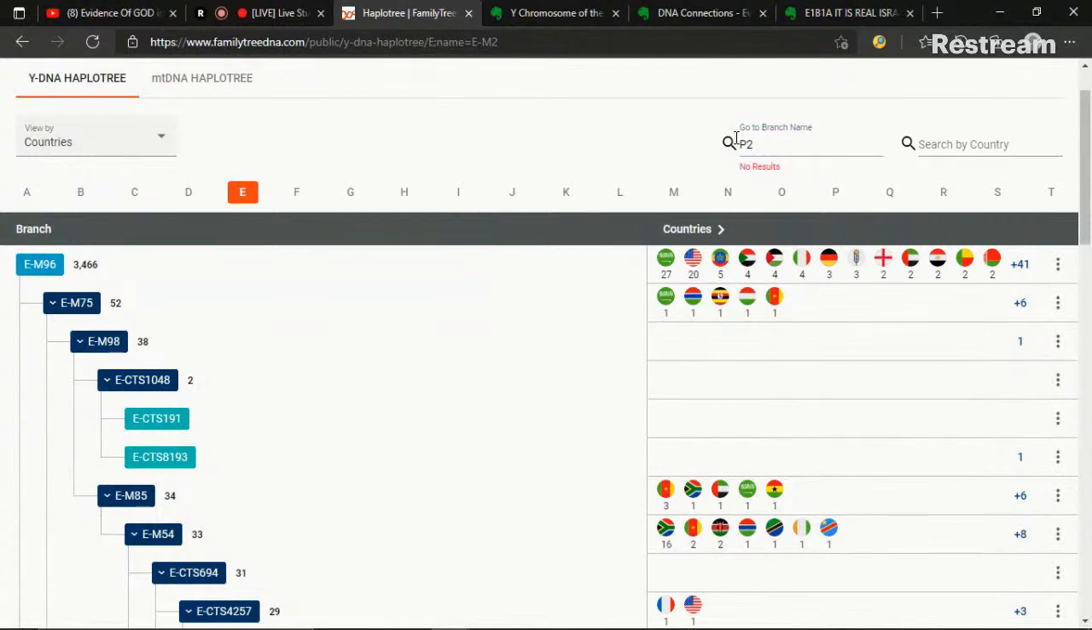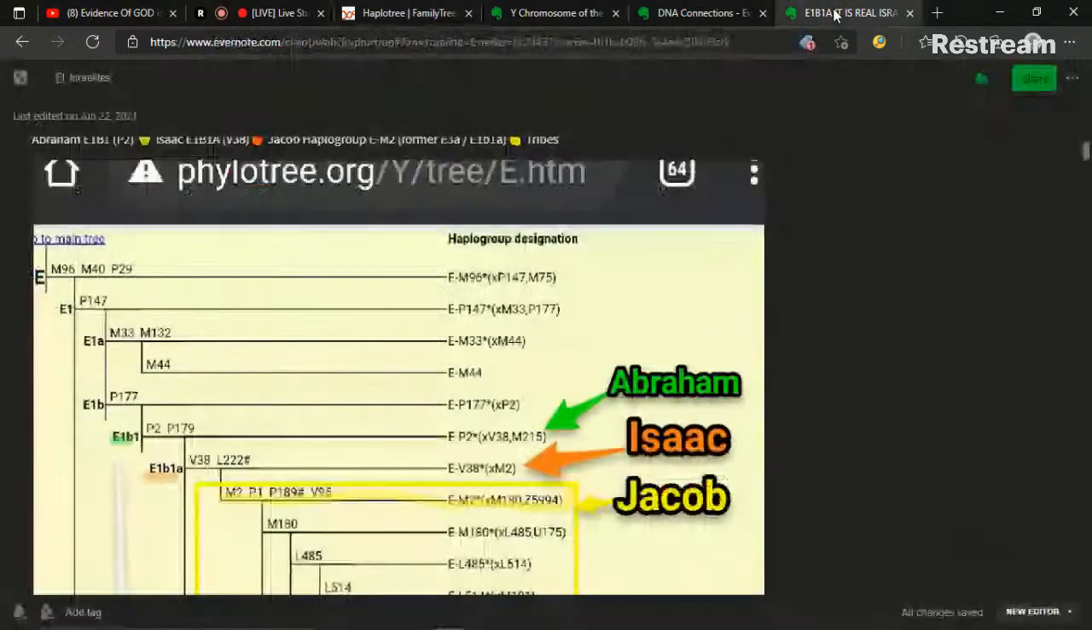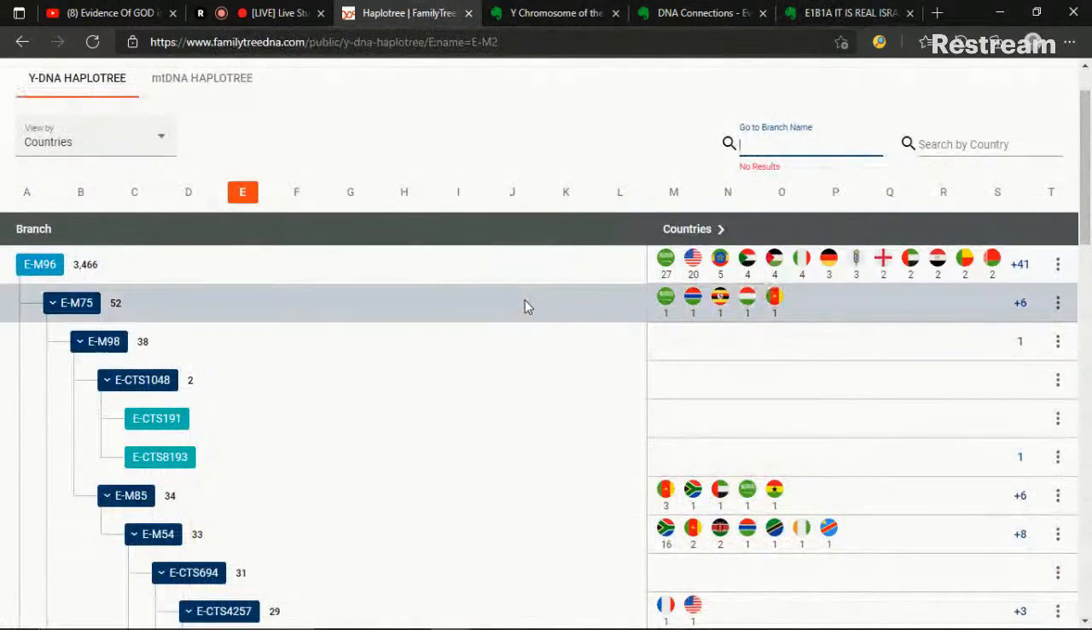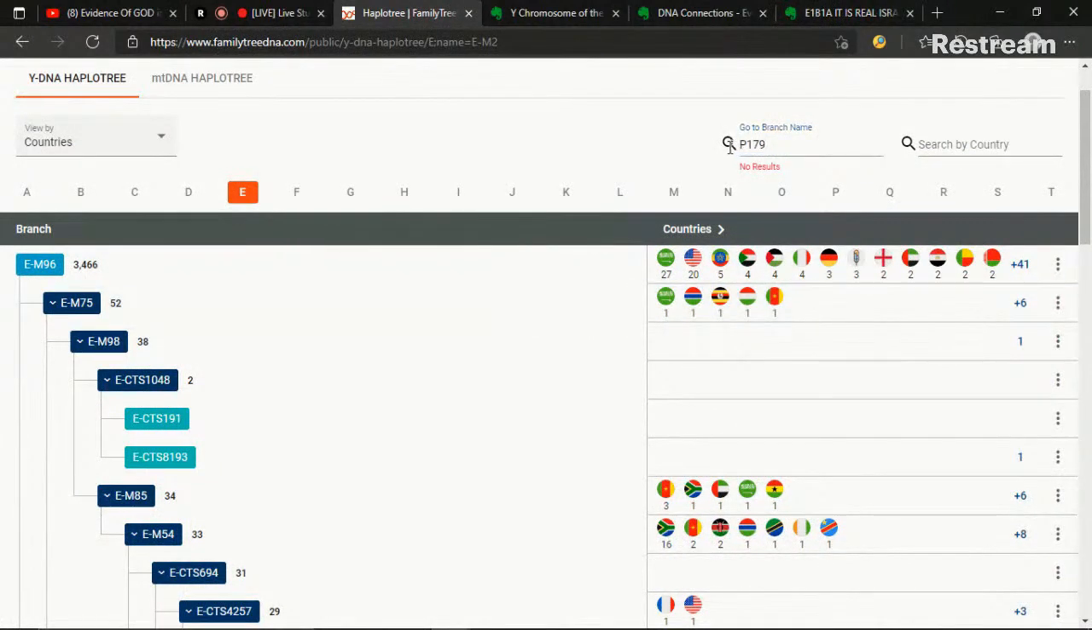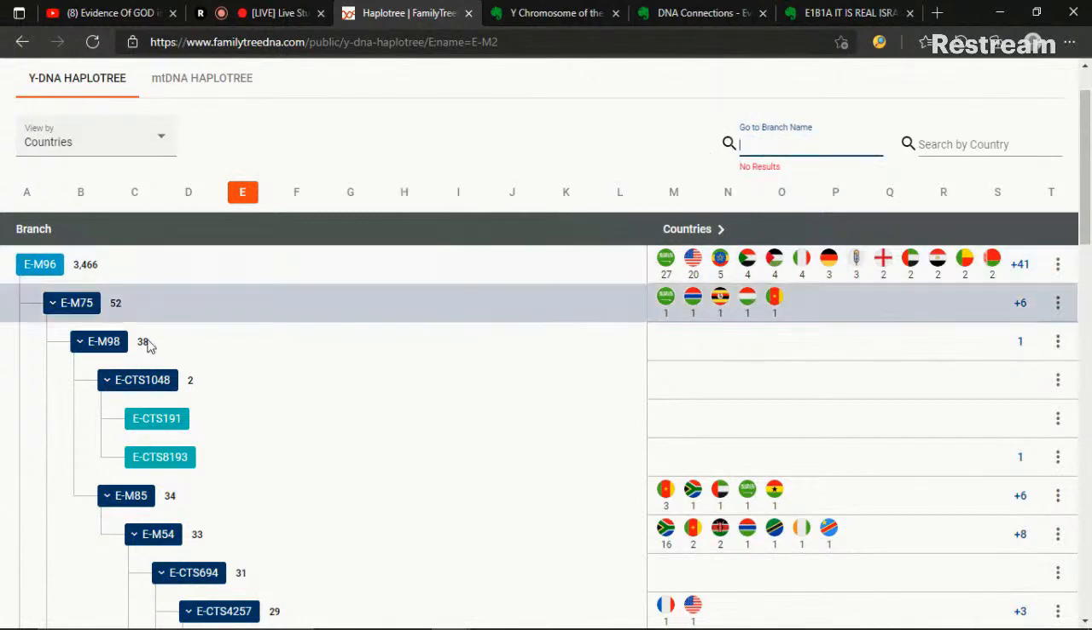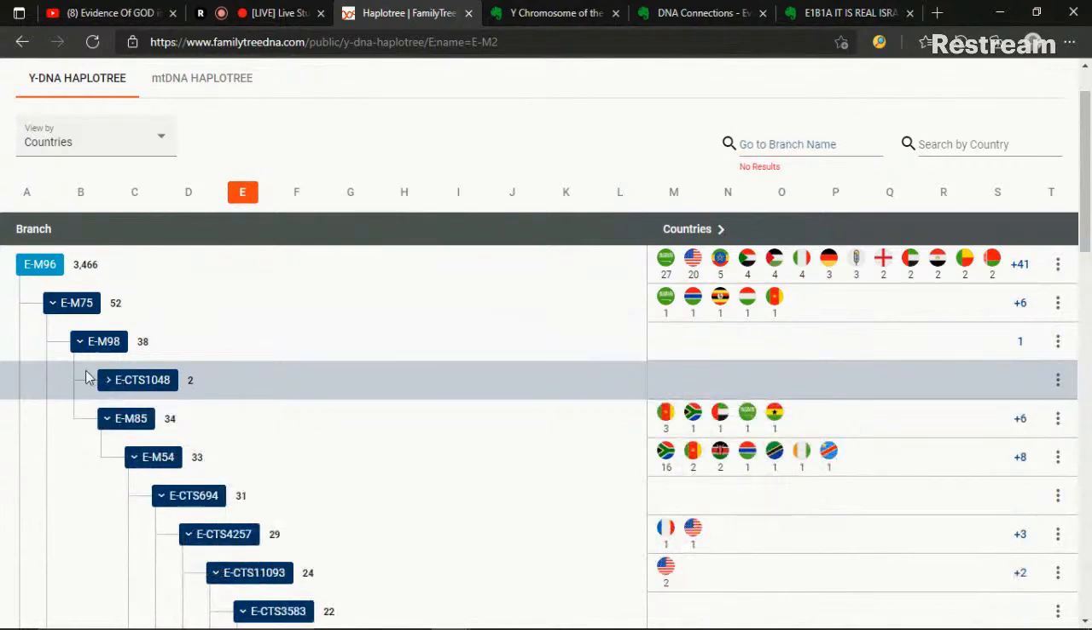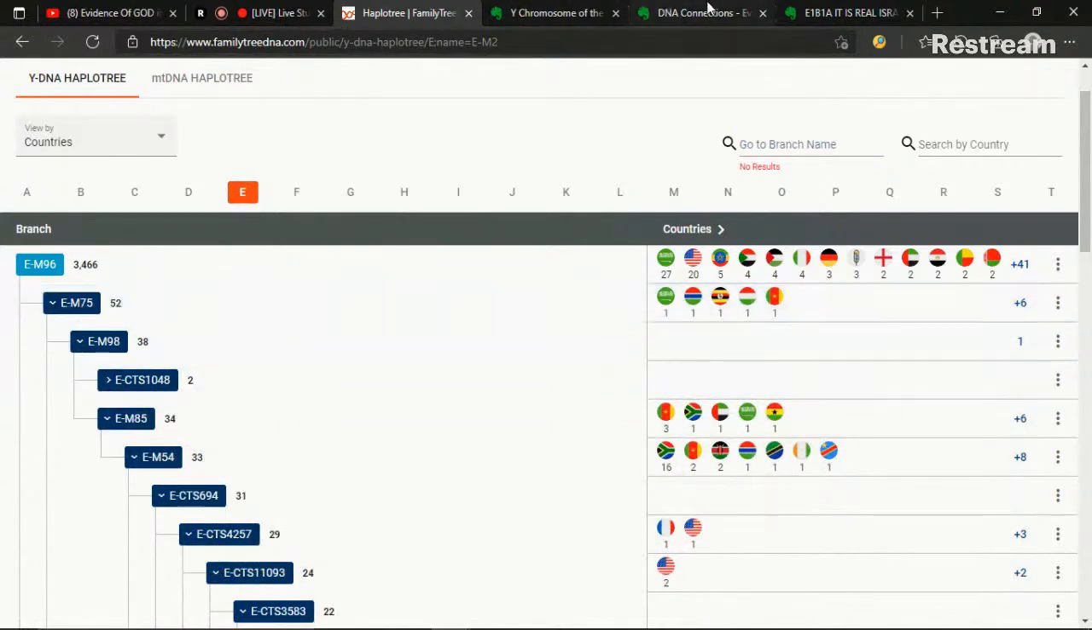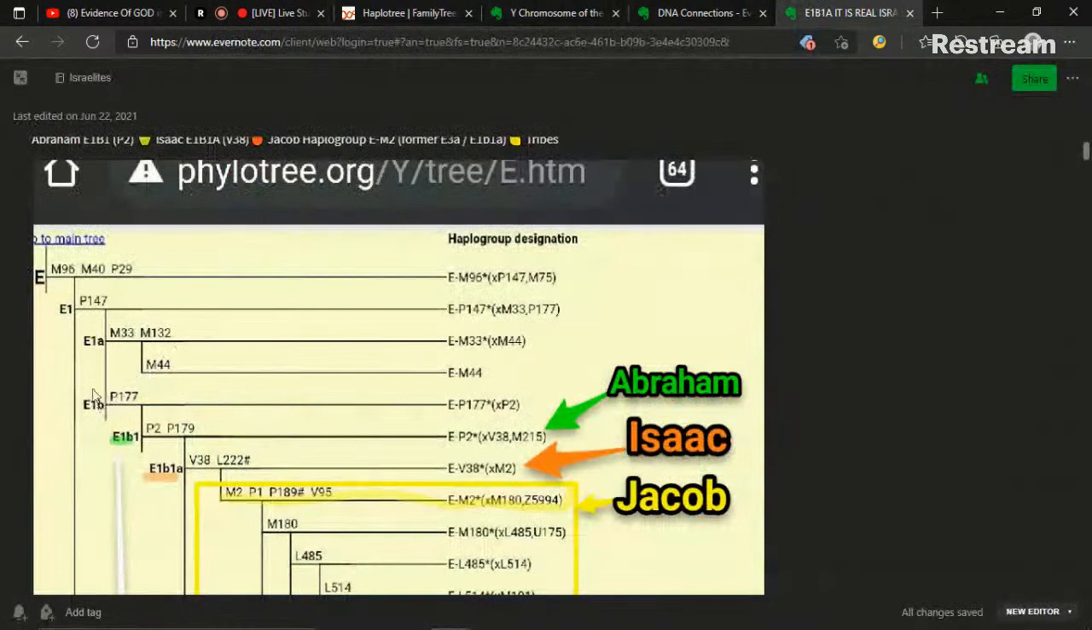I highly doubt I can find it like that. Let's see. Let's type it down. P179. Let's see the best way to find it. If not, we can find it manually. But that's what we got to do. Find it manually. So let's see. 96. And then we want to get here. We want to get to P1.